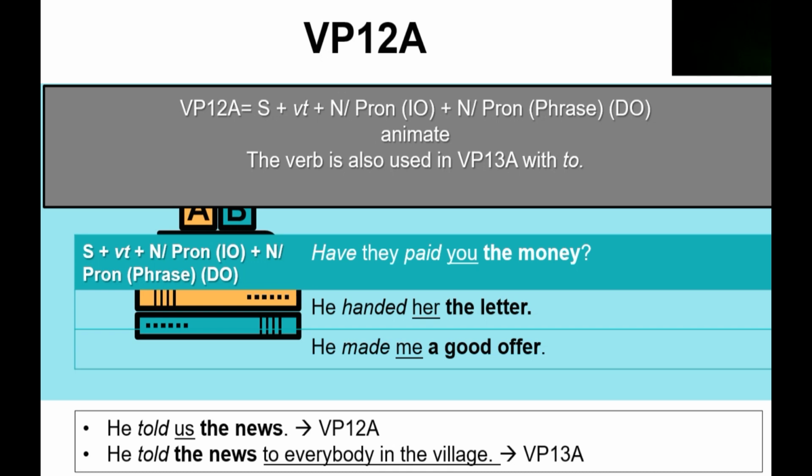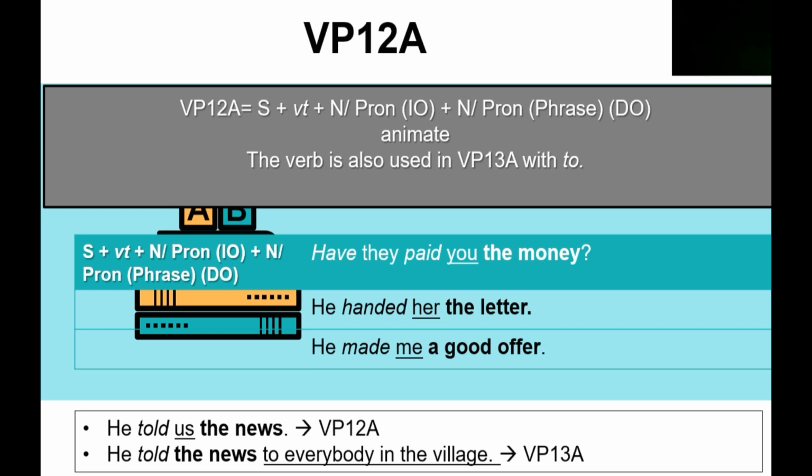So you cannot use an object like the table, the car, the computer, and so on. The verb is also used in VP13A with the preposition to. Okay, the examples: have they paid you the money? They is the subject, have paid is the VT, you here is the pronoun functioning as the IO, and the money is the noun phrase functioning as the DO. Next, he handed her the letter. He is the subject, handed is the VT, her is the pronoun functioning as IO, and the letter is the noun phrase functioning as DO.